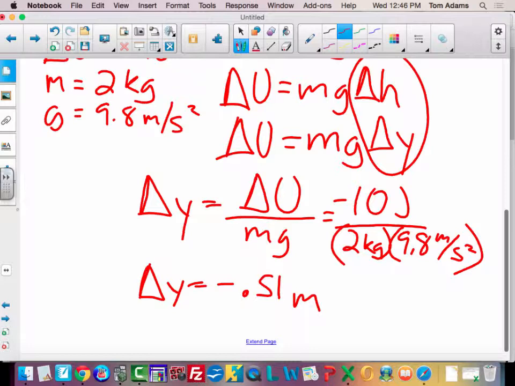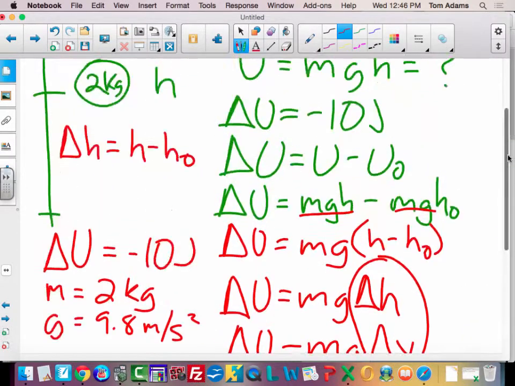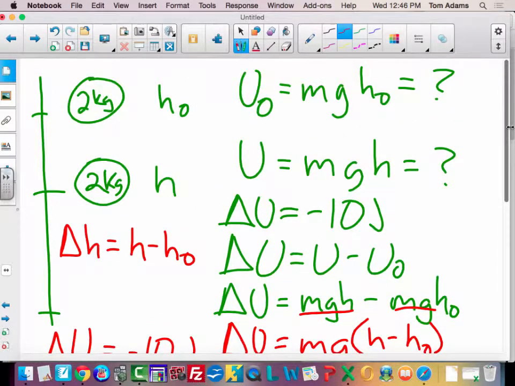And what does the negative 0.51 represent? It's decreased. It's gone down, right? So if I come all the way up here, from this point here, I have to go all the way to the top. From here to here is 0.51 meters. It's negative because I'm going in the negative direction, and this is positive.